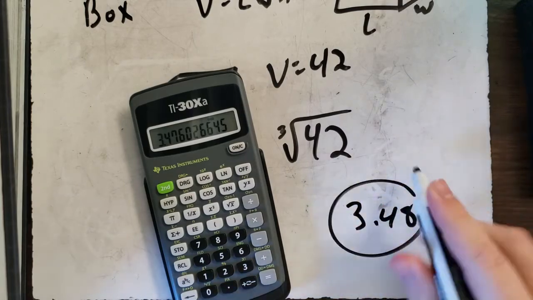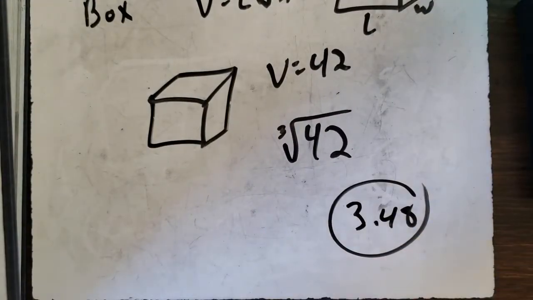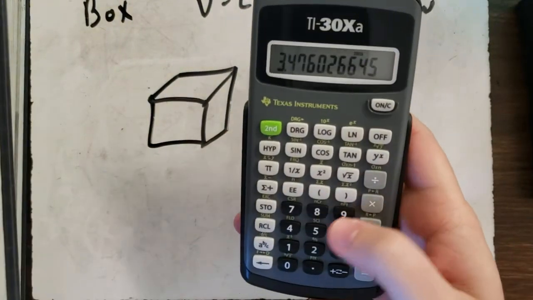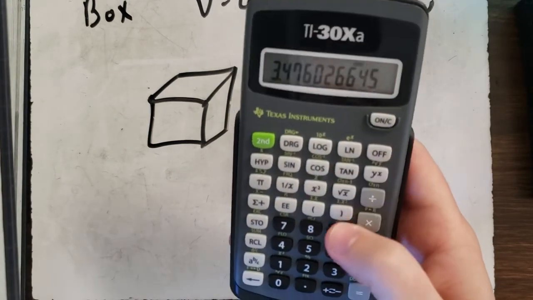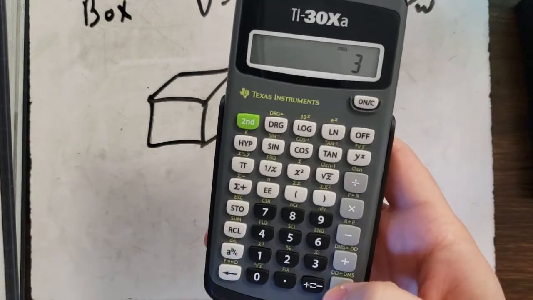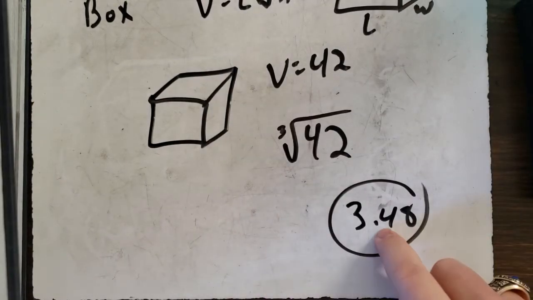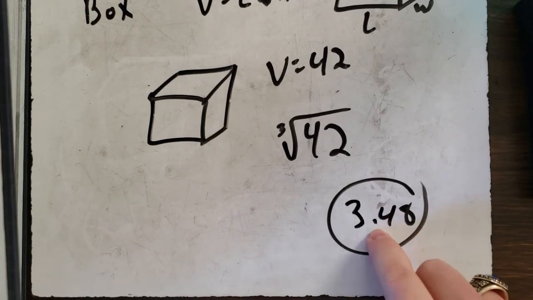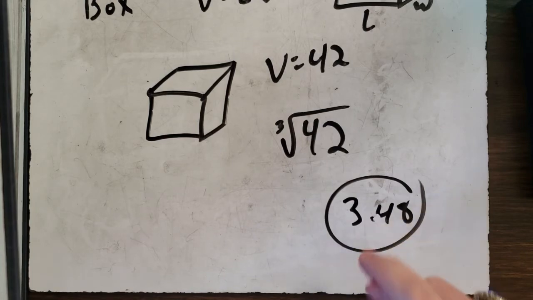Okay. So for example, if you took this number and did this to the third power, our answer is 42. So each side is 3.48 because 3.48 times 3.48 times 3.48 is going to equal 42, okay? And that's our answer for number 6.